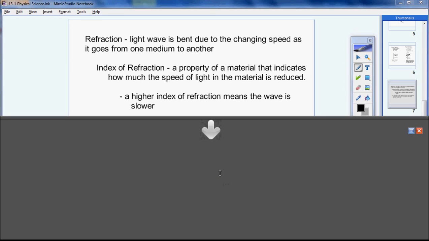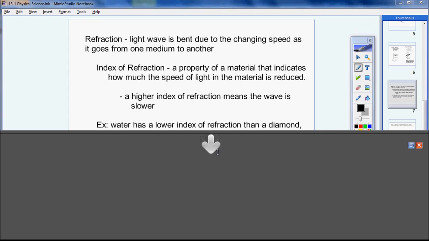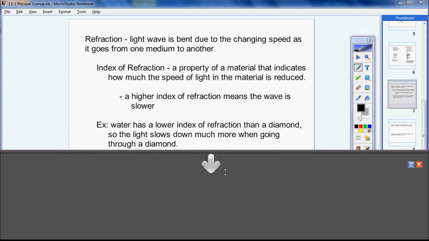A higher index of refraction means the wave is slower. So if you have a material that's more dense, you're going to have a higher index of refraction, a bigger number, which means the wave is going to slow down more. And when the wave slows down more, it bends more. Okay, so water has a lower index of refraction than a diamond. So water will bend the light less than a diamond.